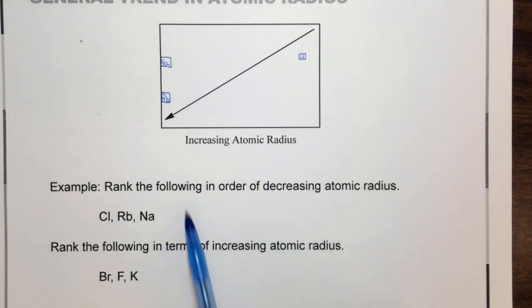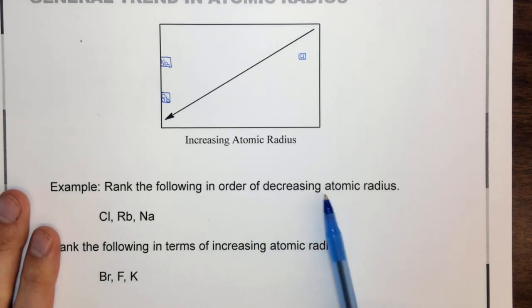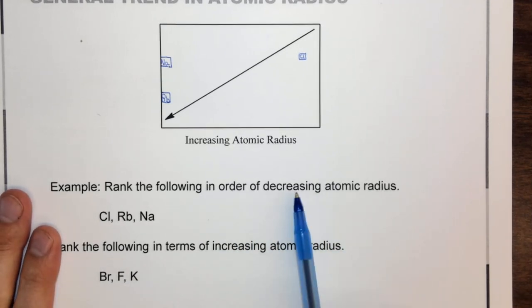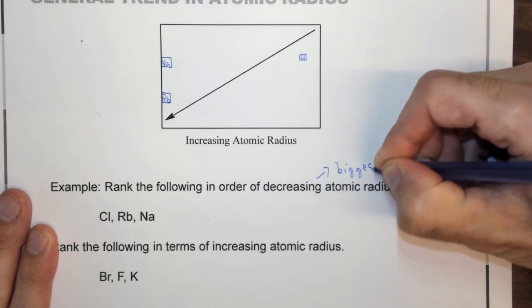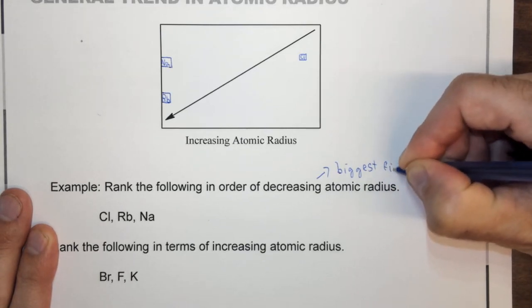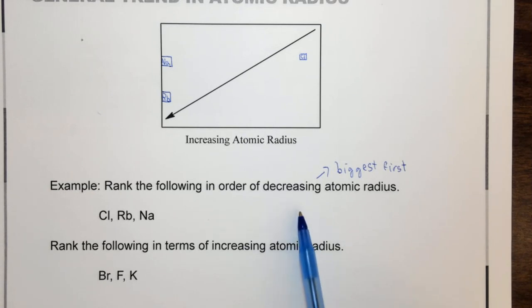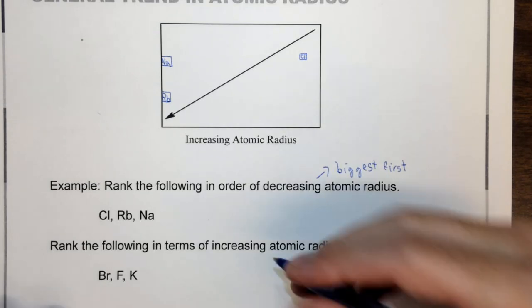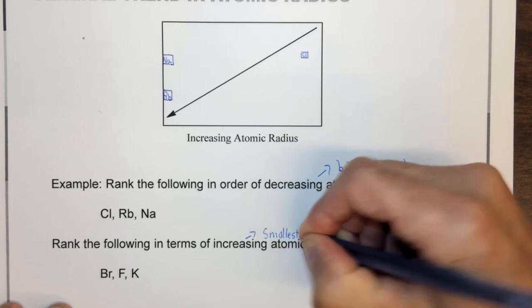Now, in these chapters, you're going to do a lot of ranking. So when it says rank in order of decreasing atomic radius, decreasing order means biggest first. And I suggest making that translation so that you don't do it backwards. So always ask yourself, does it want biggest first or does it want smallest first? Well, if it's decreasing order, if they get smaller as it goes, you want the biggest one first. If it's increasing order, like in the next case, you want the smallest first.